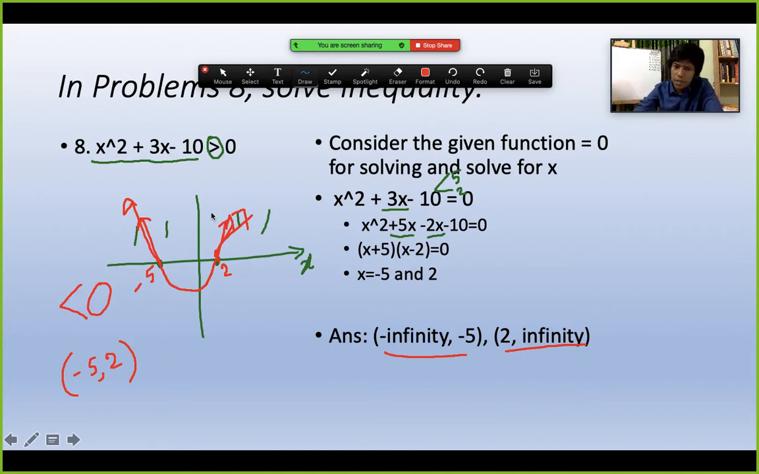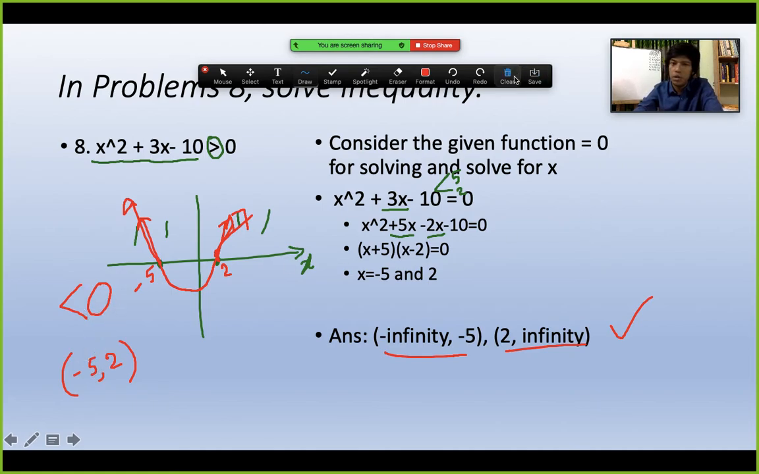And notice another important thing: this is a strict inequality. That means the equal to sign is not given here. So all of the answers will be in round brackets. Okay. So based on this question, don't get confused. Based on this question, our answer is this one. And if the question is this, then the answer will be this one, which is not here.